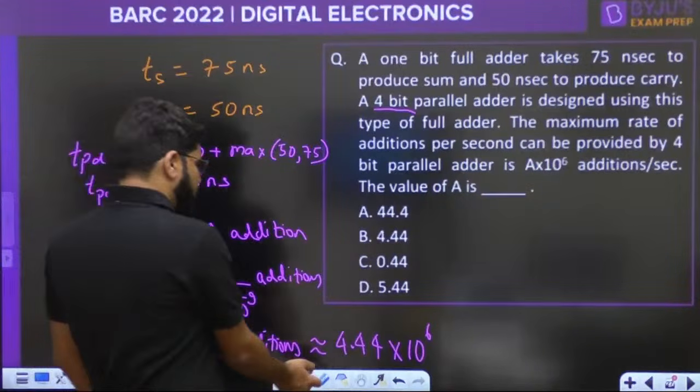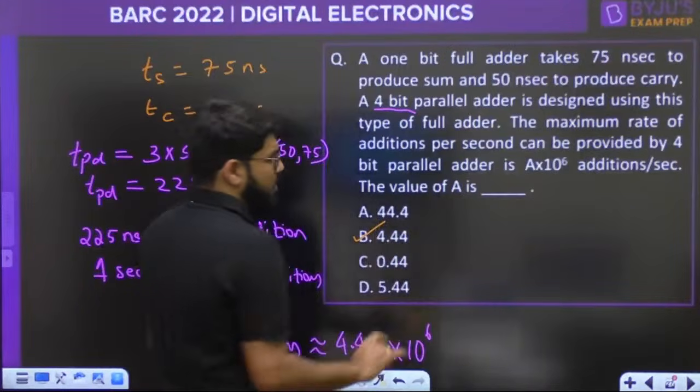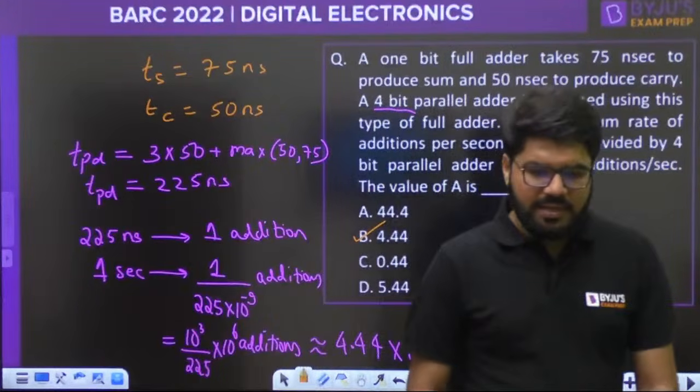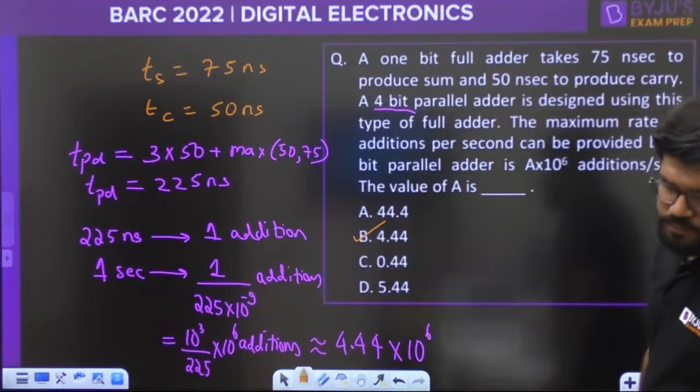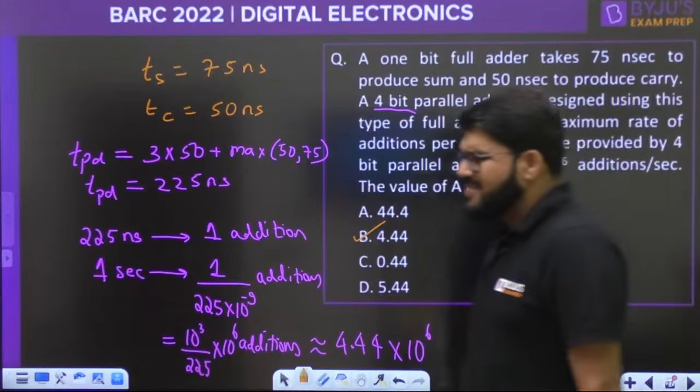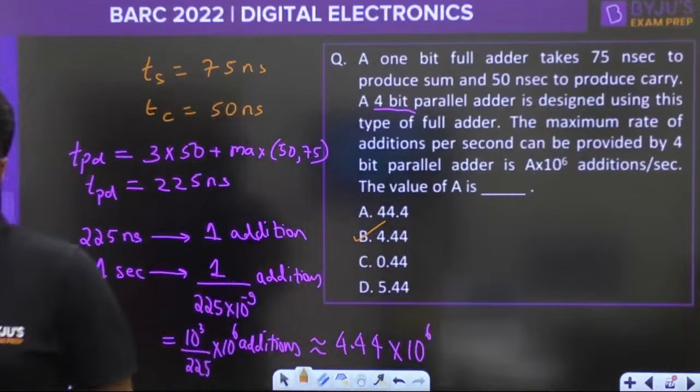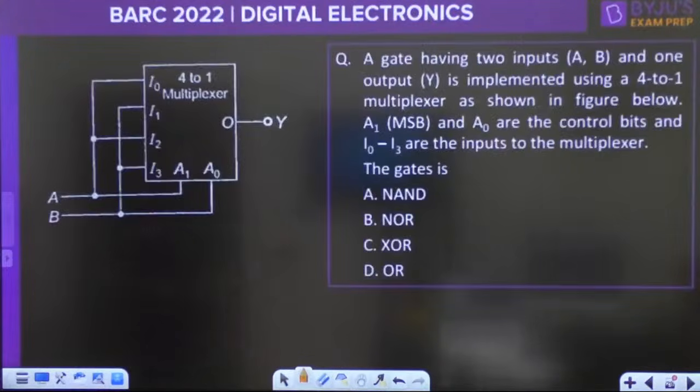So what should be the value of A? 4.44. Correct answer. Yes, some of you are giving B. That is the correct answer. No doubt, guys. That is a very correct answer.